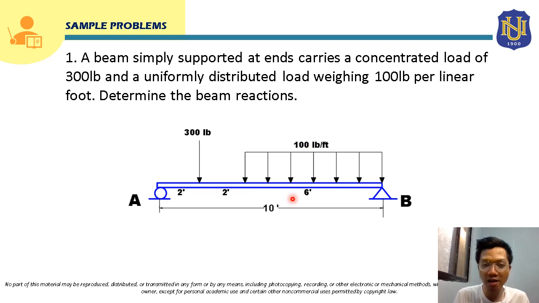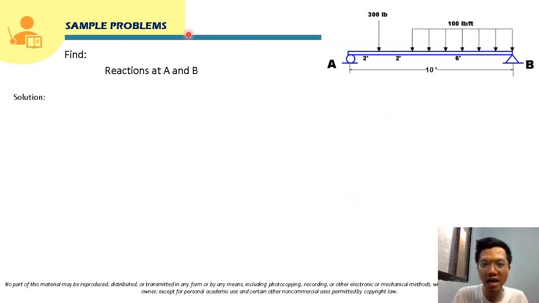After that, class, this beam is actually supported by a roller here at point A and a hinge here at point B. So we're going to draw the free body diagram of this system. We have to show the reaction forces that are provided by these supports. So let's start solving this problem. Again, we are asked to solve for the reactions at A and B.